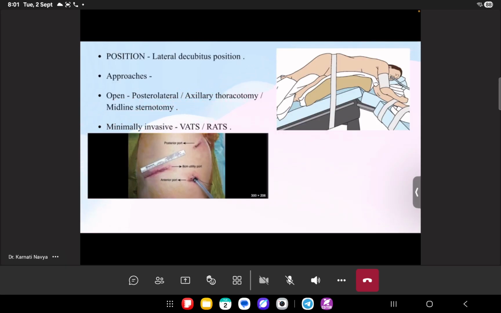Position: the lateral decubitus position is preferred. Approaches are the open approach, posterolateral, axillary thoracotomy, which is a muscle-sparing thoracotomy, or midline sternotomy. Minimally invasive approaches are through video-assisted thoracoscopic surgery or robotic-assisted.